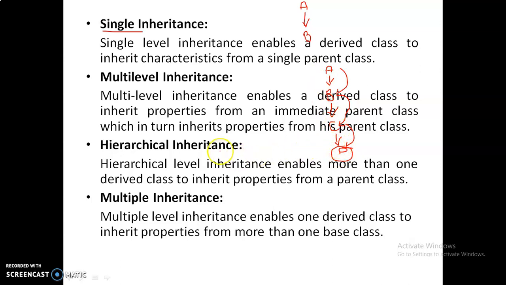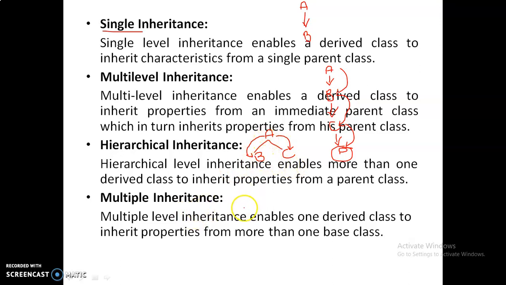Hierarchical inheritance is nothing but here we have one base class and more than one derived classes, like a tree structure. B derives all the properties of class A and C also derives all the properties of class A. So B and C use the properties of class A.